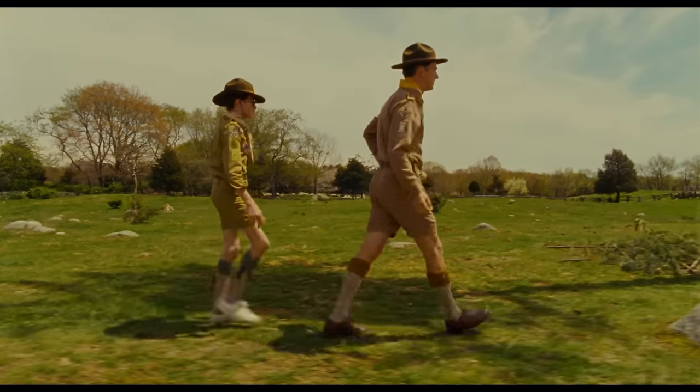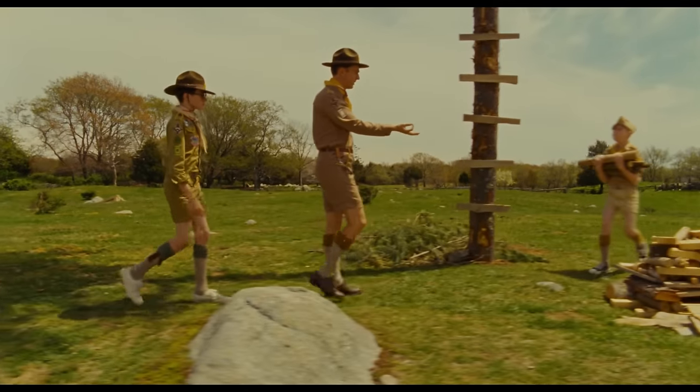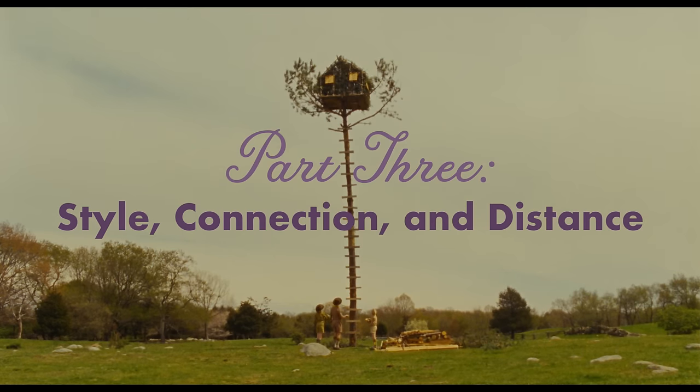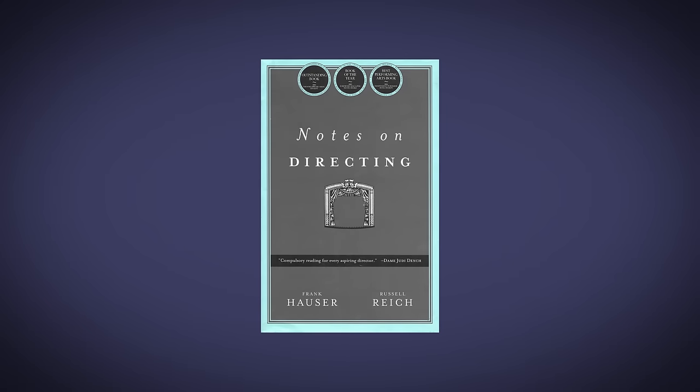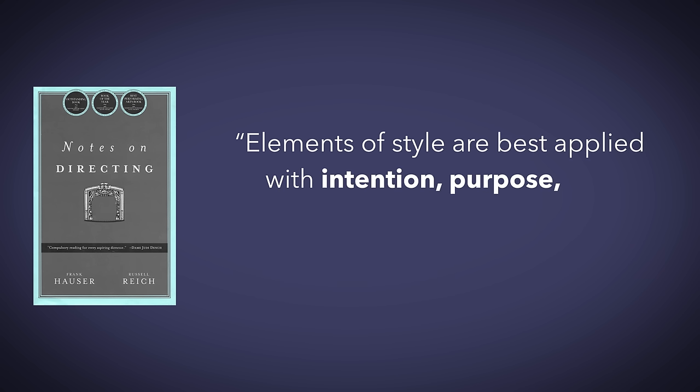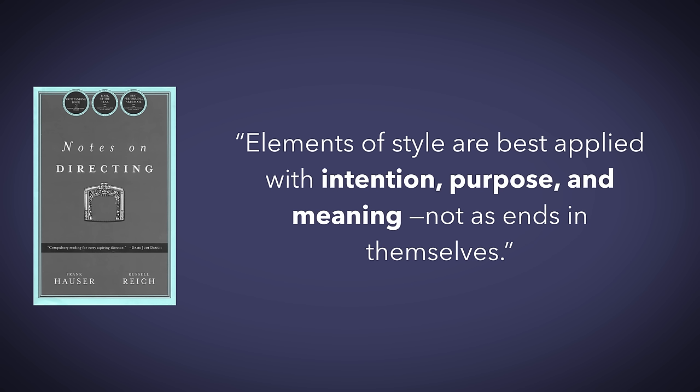The last thing I want to talk about is how the world of Moonrise Kingdom is presented to the audience. In short, the style. In their book Notes on Directing, Frank Hauser and Russell Reich wrote, "Elements of style are best applied with intention, purpose, and meaning, not as ends in themselves." The elements of Wes Anderson's style are well documented, but what is their purpose?